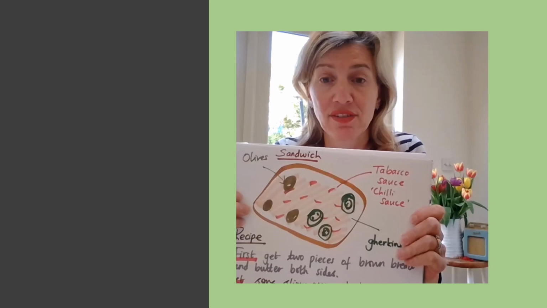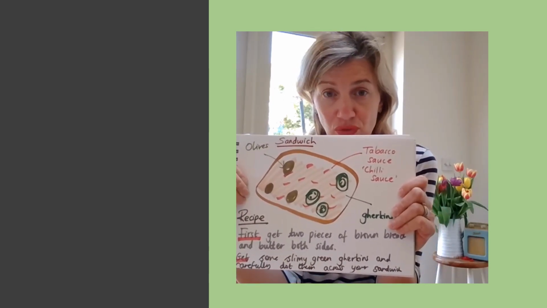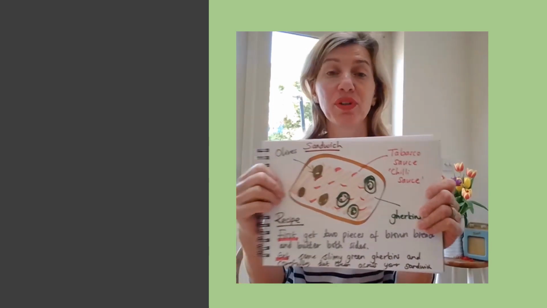And then what I did was I drew my sandwich. Here it is. And I labelled it. And then I wrote a recipe. Now I've only done the first 2 instructions for the recipe. Now remember, when you write a recipe, you need lots of bossy words. So the first one says, first, get 2 pieces of brown bread and butter both sides. Get some slimy green gherkins and carefully dot them across your sandwich. Okay? This is what I'd like you to do today.